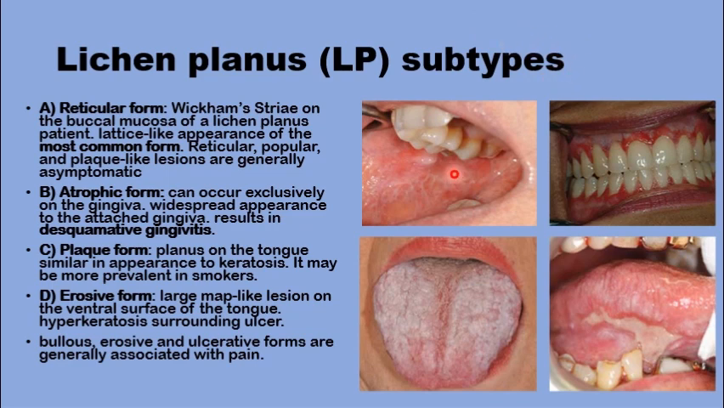The most common is the reticular form with the characteristic Wickham's striae on the buccal mucosa or the tongue, and it's generally asymptomatic. There is also the atrophic form affecting the gingiva and giving rise to desquamative gingivitis. Then the plaque form, which resembles hyperkeratosis on the dorsum of the tongue and is more common in smokers. And the erosive or ulcerative form, characterized by a large map-like lesion on the ventral surface of the tongue, surrounded by hyperkeratosis, and can be quite painful.